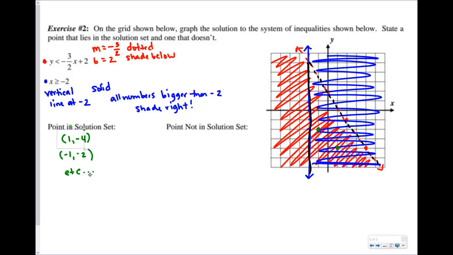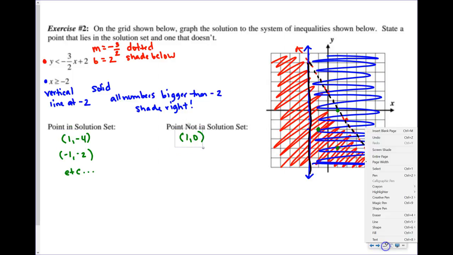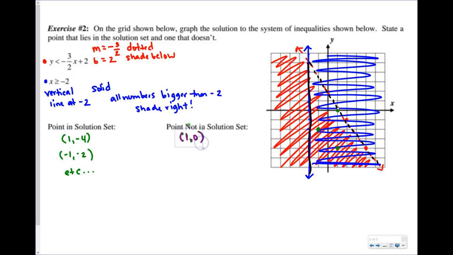A point not in the solution set, and I want to be really clear about this, let's take a look at this point right here. That point hits the dotted line. A dotted line means that the point can't work. A dotted line means it cannot work. So this point actually, this 1, 0 right here, that's a point not in the solution set. And I'll make that a different color so we can see that better. Right? That's not in the solution set.